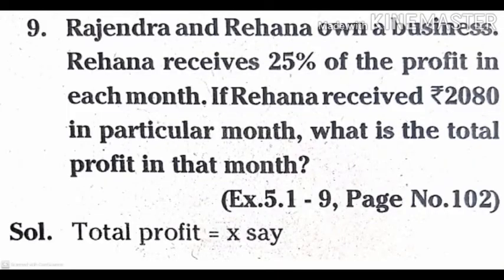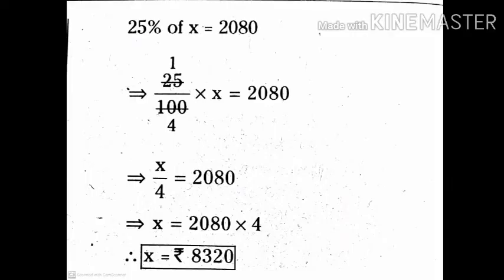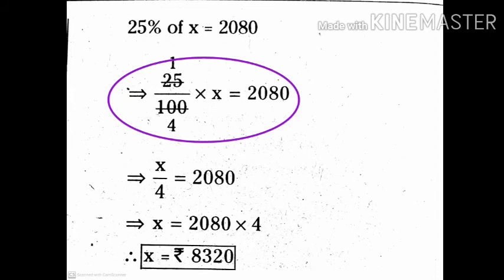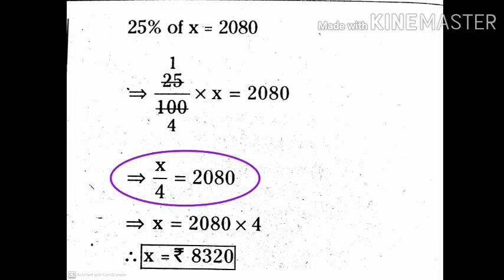Next question. Rajendra and Rehana own a business. Rehana receives 25% of the profit in each month. If Rehana received 2080 rupees in a particular month, what is the total profit in that month? Solution. Let the total profit be X rupees. 25% of X is equal to 2080. That is 25 by 100 X is equal to 2080. Here cancel with the 25 table. 25 1 ja, 25 4 ja. That implies 1 into X, X by 4 is equal to 2080.